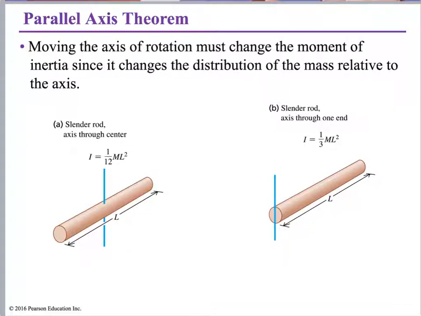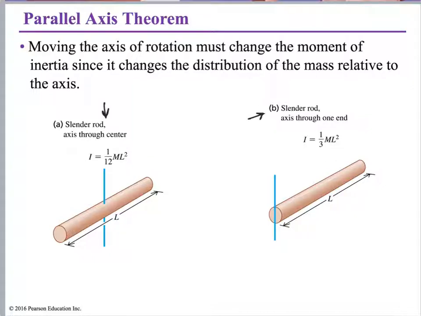today we saw a number of expressions for the moment of inertia, and those expressions had the axis passing through the center of mass. An example of this is right here. This slender rod with the axis through its center, it's also passing through the center of mass. But what happens if we want to move the axis of rotation? So in part B, we're moving it to the edge of the rod.